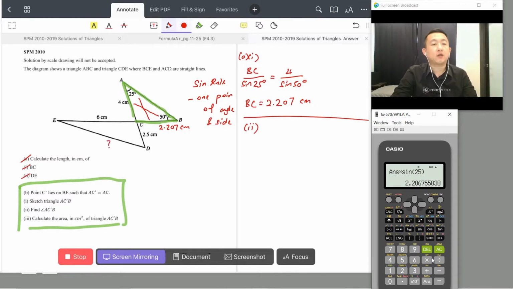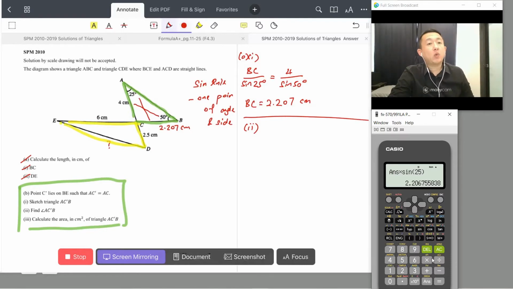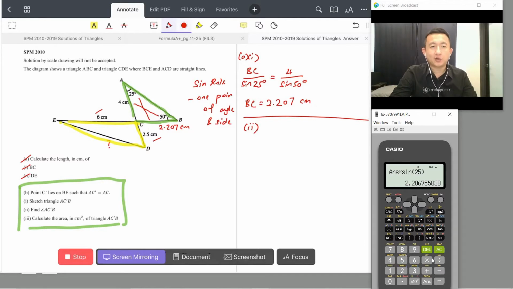This is the length of DE. So we are looking into another triangle, CDE. Look at the triangle. What do you know? You know the lengths, 6 cm, 2.5 cm, and the rest. This is all you know. You know no angles, and you do not have much information. So if this is the case, always refer to another triangle. Always refer to another triangle. Okay?